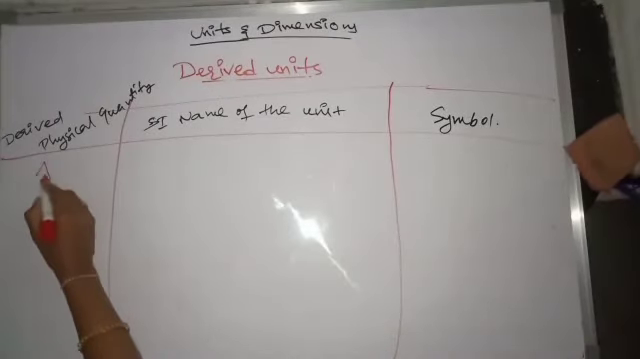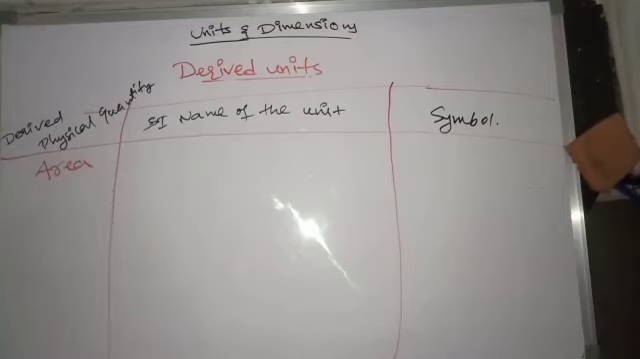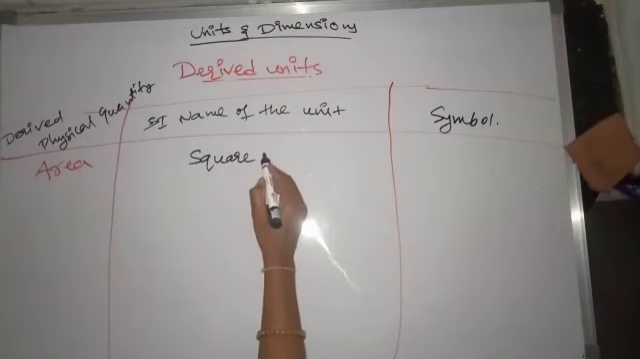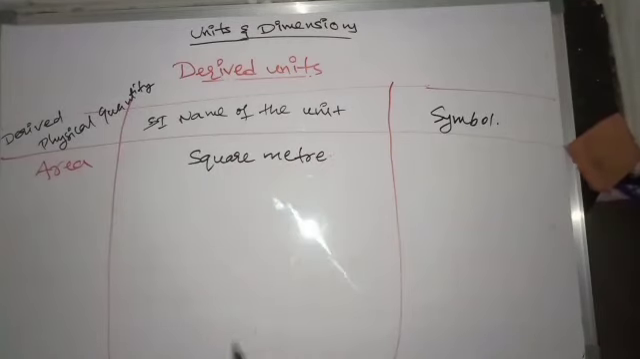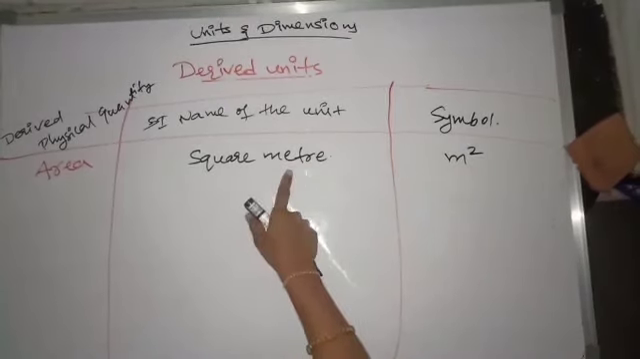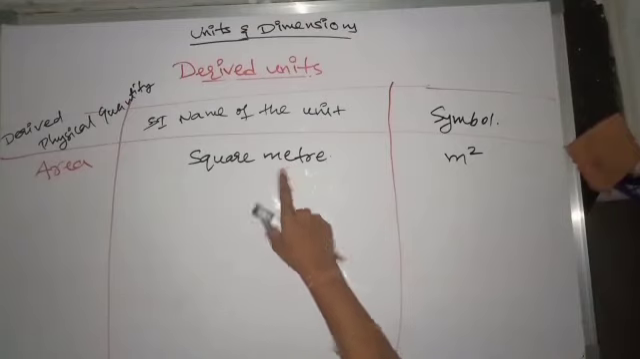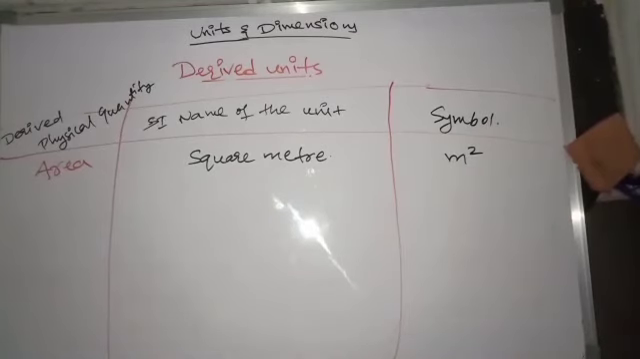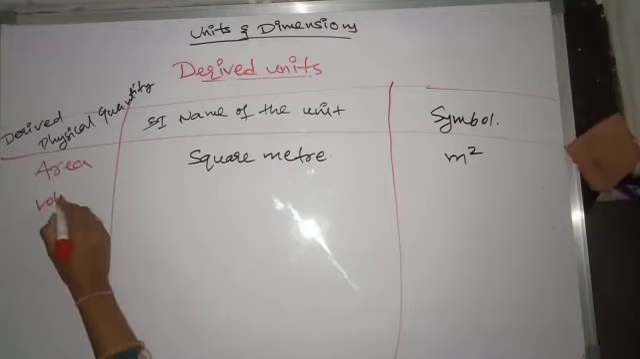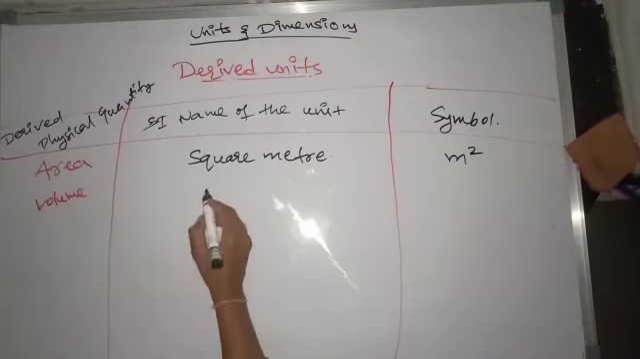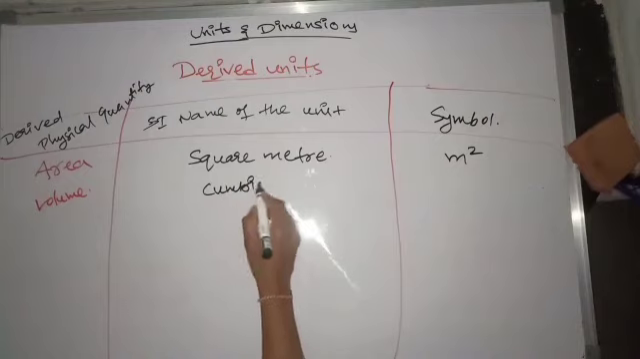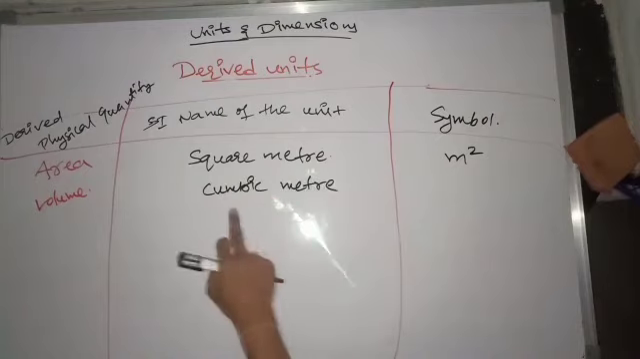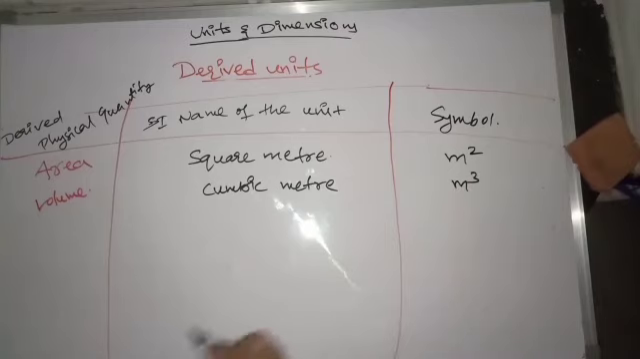Area, I am explaining about area. Area is nothing but a square meter, and the symbol is m power 2. Meter is a measurement for length. It's a unit for length, and it's a square meter, a meter power 2. And volume is cubic meter, m power 3, m cube.